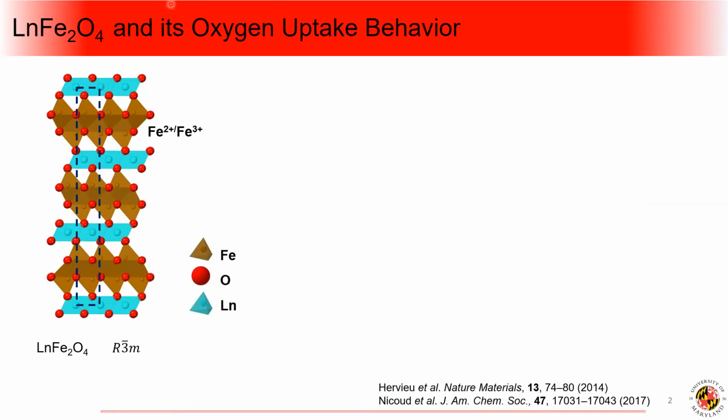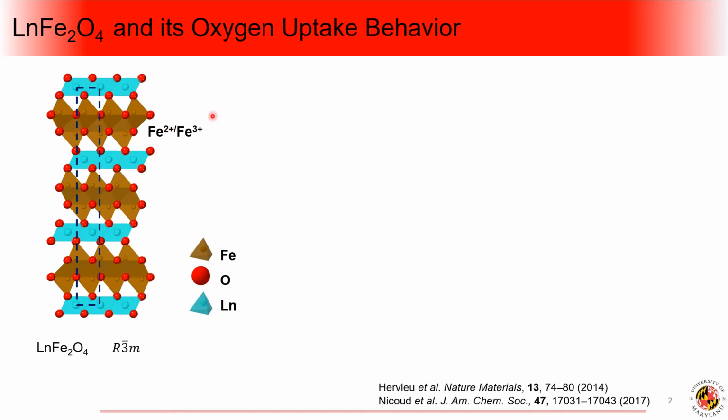The material I'm going to talk about today is a LnMnFeO4 structure material. The structure is shown here. As you can see, it has a hexagonal layered structure, adopting an alternating layered framework. The first layer is the rare earth metal oxide octahedral layer. The second layer is a bilayer system. It's a bipyramid iron oxide layer.